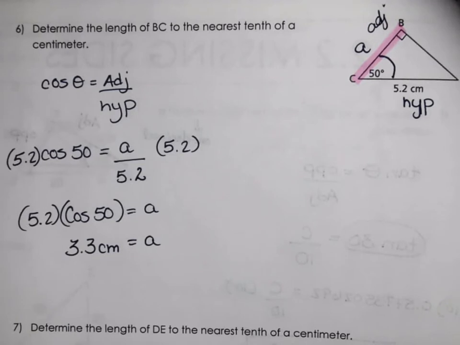Okay, just from walking around, it looks like you guys are doing awesome at labeling the sides for sure. Everybody picked that it was cosine? Okay. And remember that you're rounding to 1 decimal place.